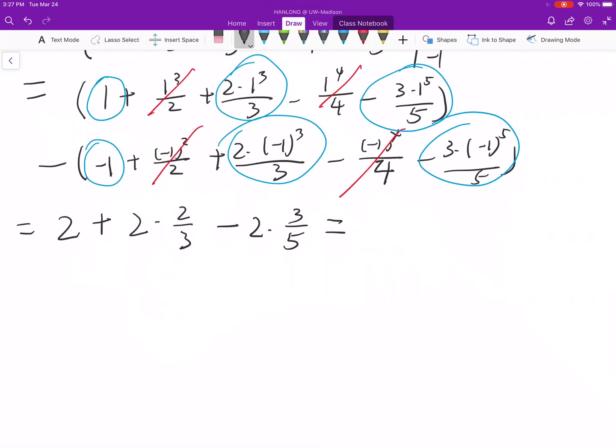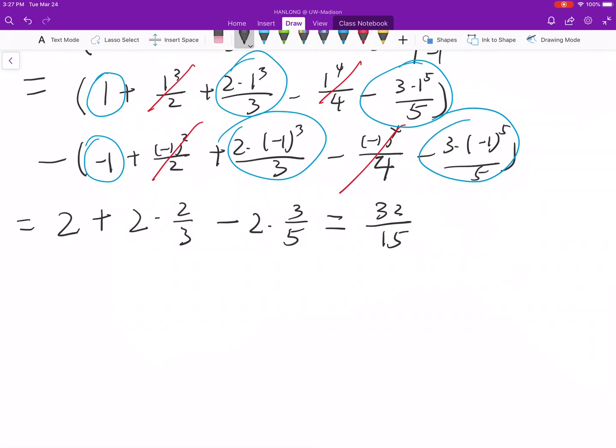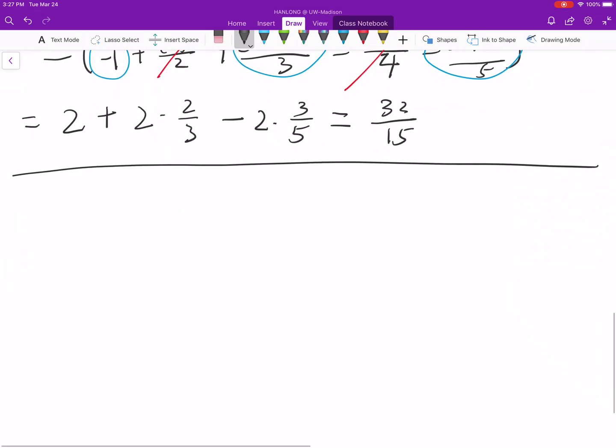Okay. And if you calculate, it will be 32 over 15. Okay, so this is this problem. So the key point is you need to view it as a type 1 domain.